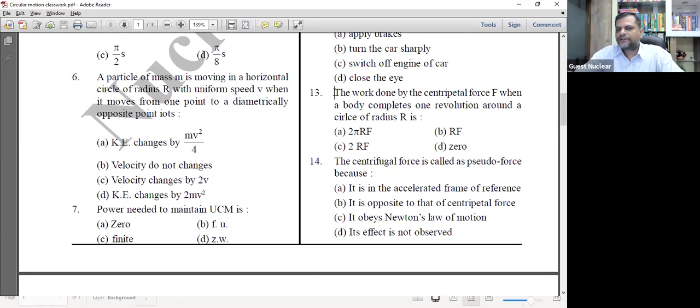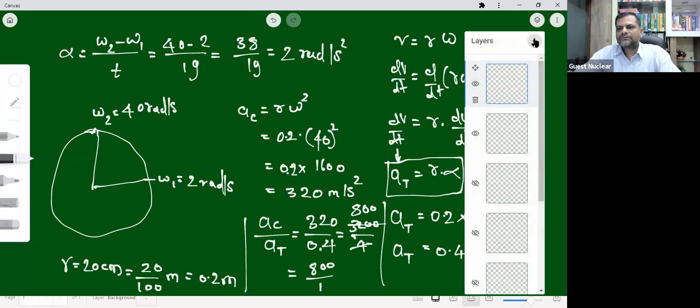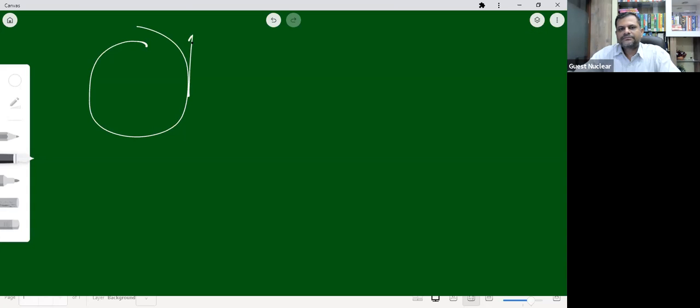And this 13th one, I already talked about in the last lecture. The work done by centripetal force when the body completes one revolution around the circle of radius r is 0, because I told the reason last time: in circular motion, the displacement of the particle takes place along the tangent, and the force acting on the particle is along the radius towards the center, that is the centripetal force. So at every point, the tangent and radius are perpendicular to each other, and since this angle is 90 degrees, the dot product of Fc into ds becomes 0 at every point, because they are perpendicular to each other.